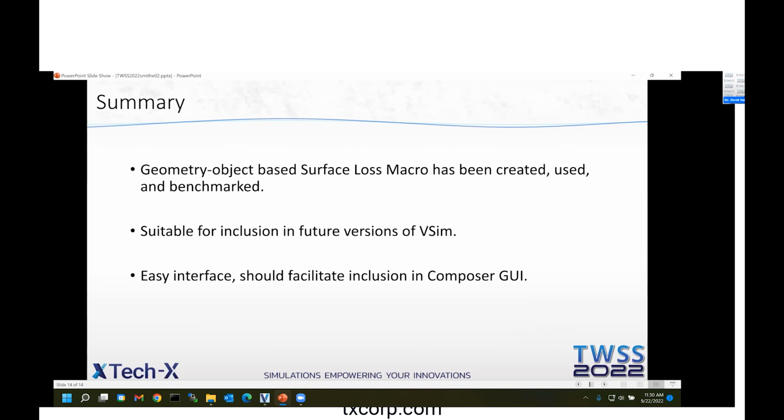So this little short talk summarizes what I've talked about. Basically, we've got a geometry object-based surface loss macro that has been written, created, used, and benchmarked. Because of the way it's written, it should be suitable for inclusion in future versions of VSim. It's got a real easy interface, and hopefully that'll facilitate its inclusion in the GUI as well. So then you won't have to look at all the text-based stuff. So thank you very much.